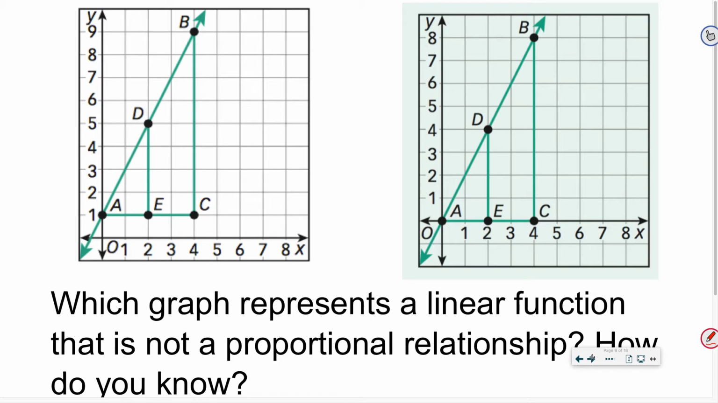So which one's proportional? The one on the right. How do you know it's proportional? It goes through the origin. Straight lines through the origin. So as you can see here, all proportional relationships are linear. But not all linear relationships are proportional. This is linear, a straight line, but it doesn't go through the origin.